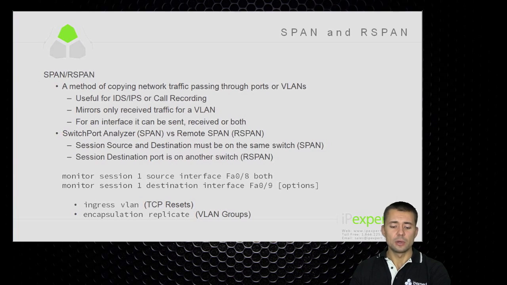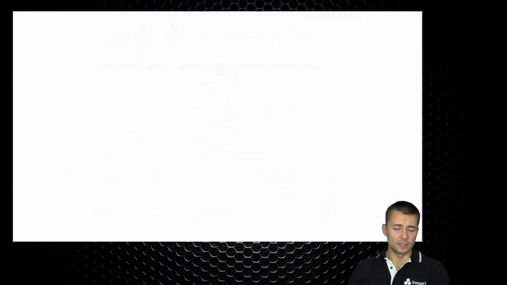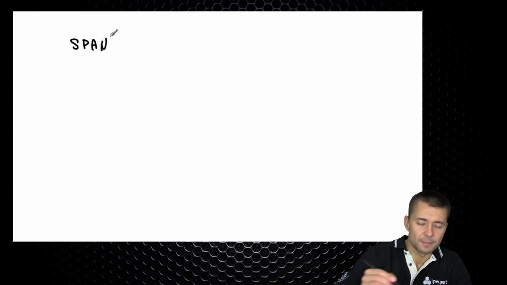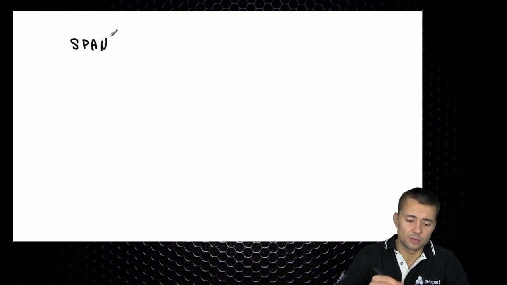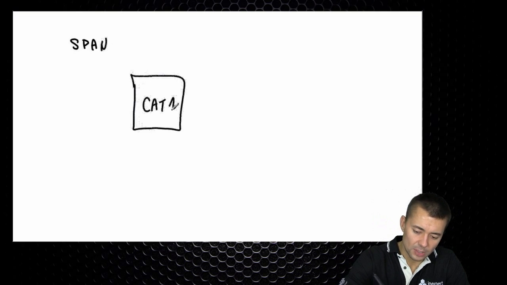There are two other methods, such as to use a vampire tap or a VLAN access list. But in our case, this is going to be SPAN or RSPAN, which we will be using to copy the traffic. Now, the difference between SPAN and RSPAN is in the number of switches involved in the configuration. Because with SPAN, our session source and destination are going to be connected to the same physical switch. So we will have just one switch that we will be dealing with, such as CAT1.